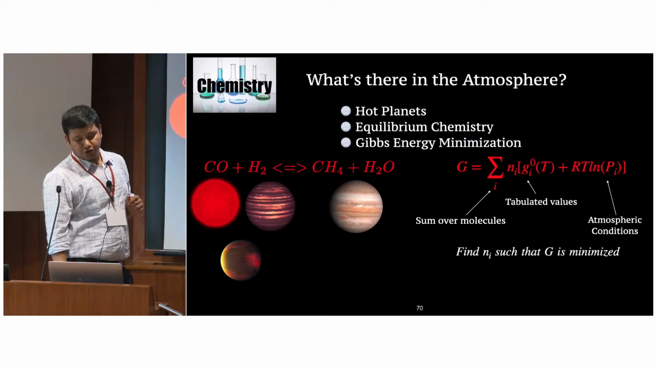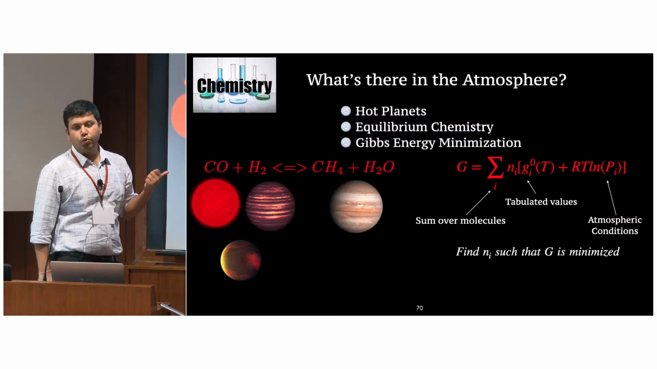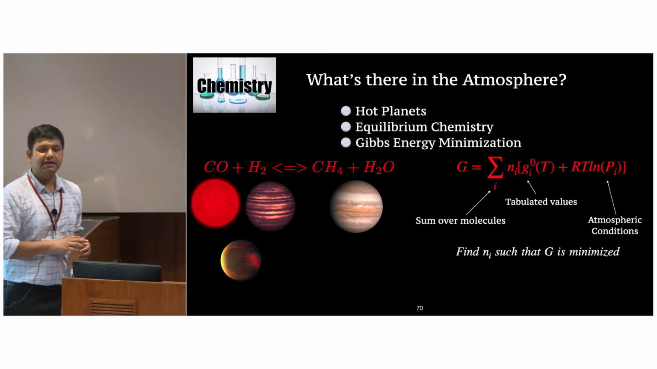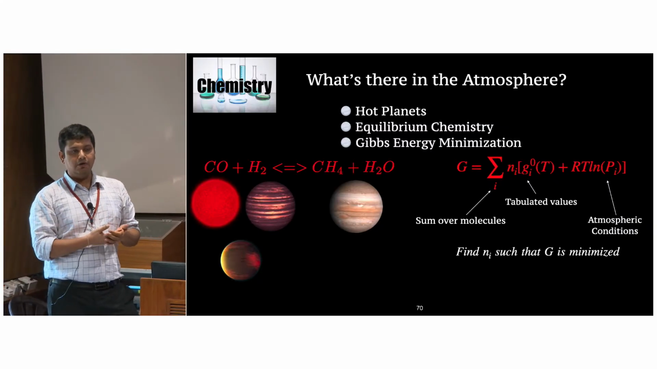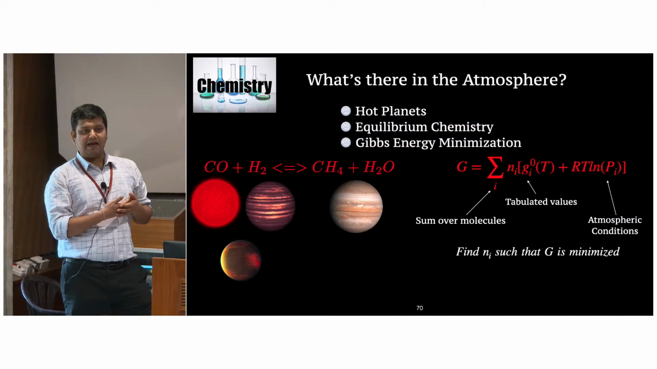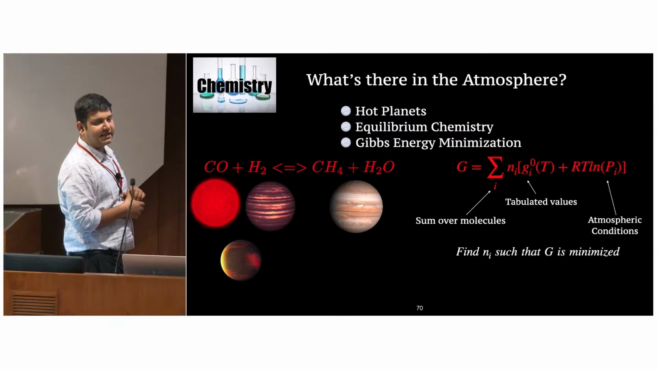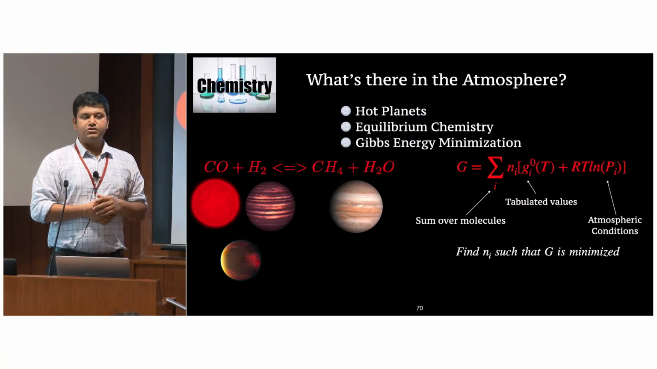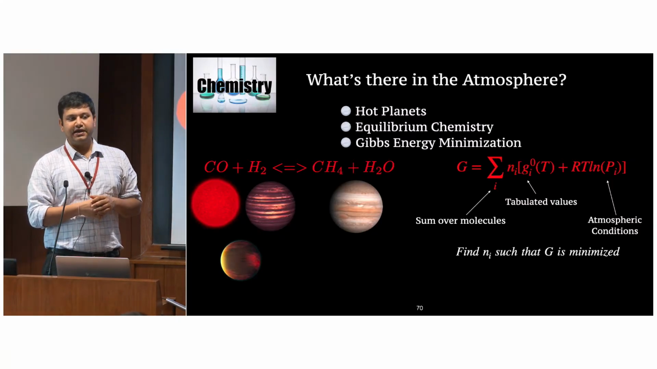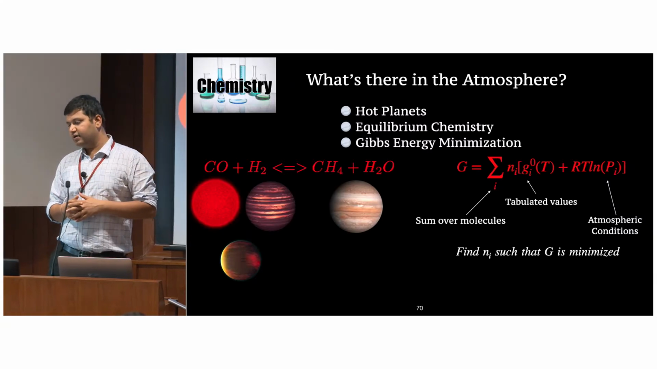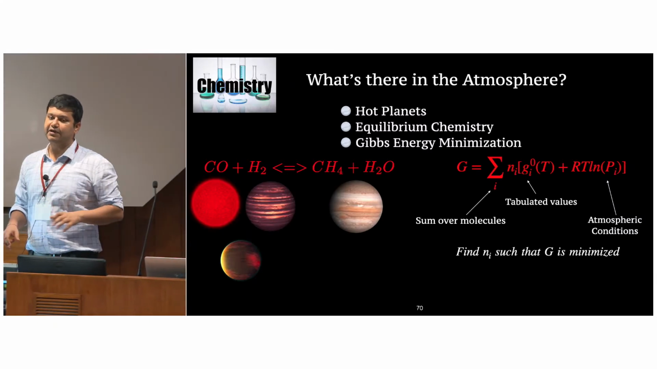Okay. So first, what's there in the atmosphere? Now for Earth, I can go and take a measurement and get what's there in the atmosphere. But now I have a spectrum of a planet and I don't know what's in there. So how do I start? Remember, if you are studying hot Jupiters and warm Neptune exoplanets, I can make one good assumption, which is something called equilibrium chemistry.